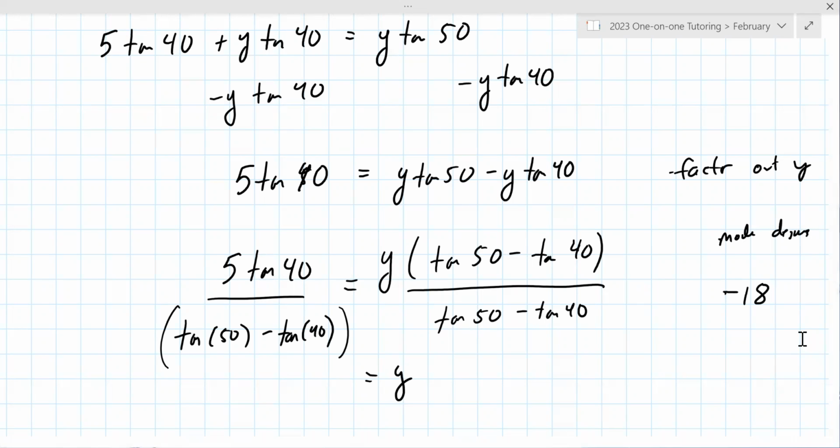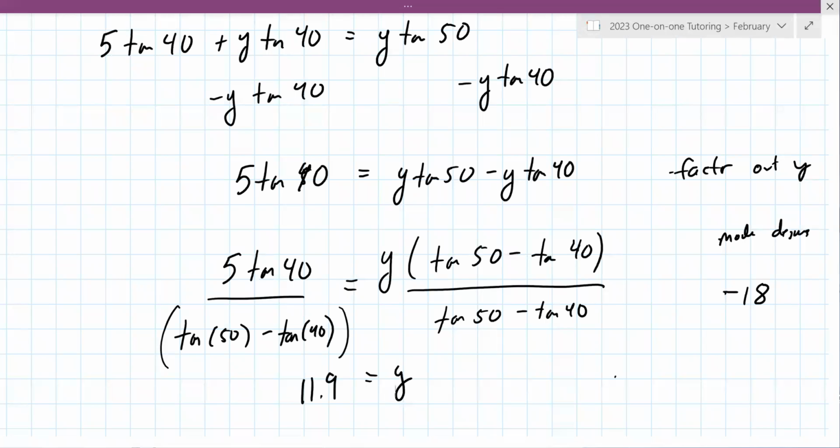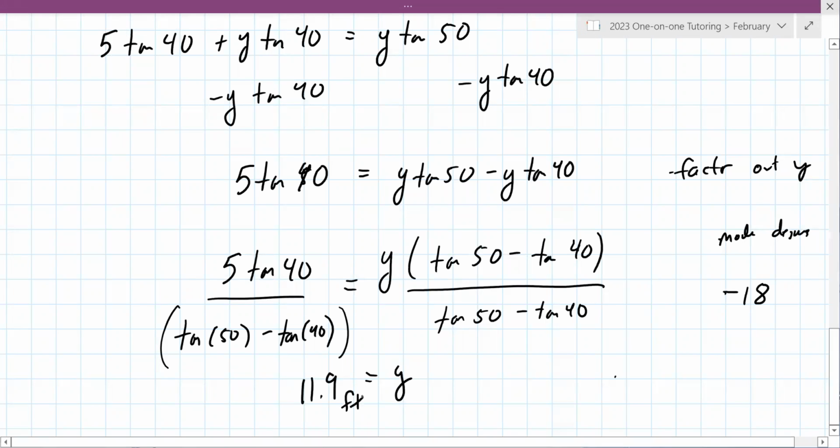So 5 tangent 40 divided by tangent 50 minus tangent 40. Okay, so I got 11.896. So we'll go 11.9. And then that's in feet, by the way.